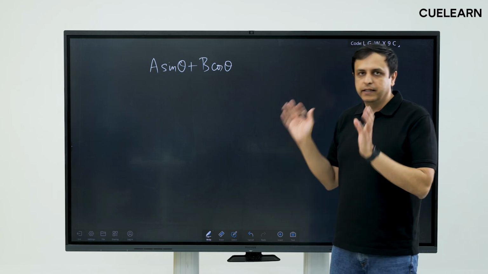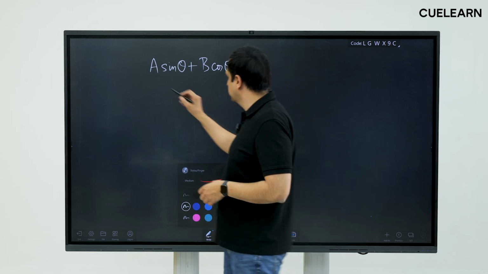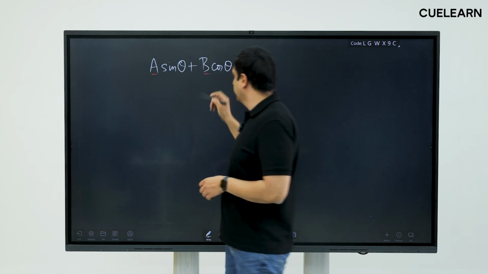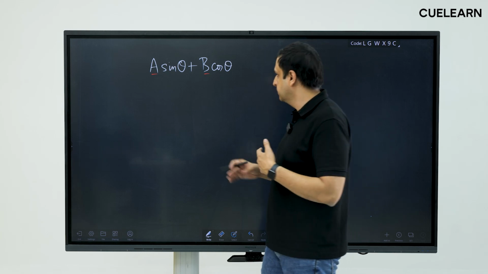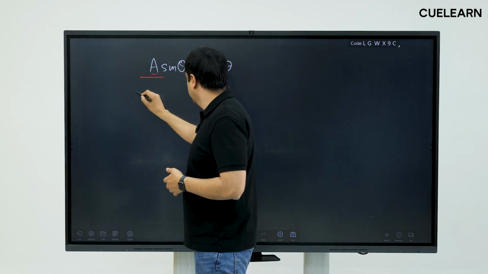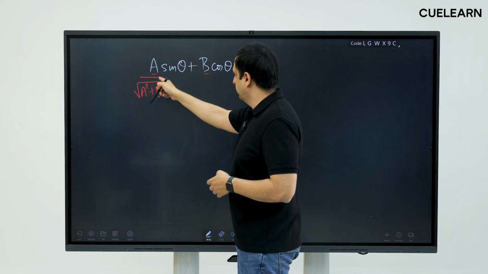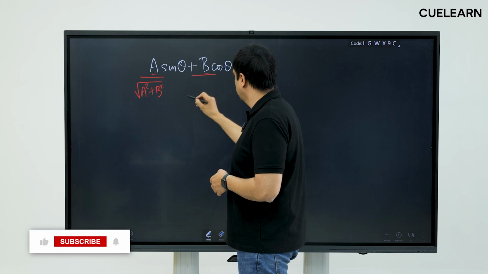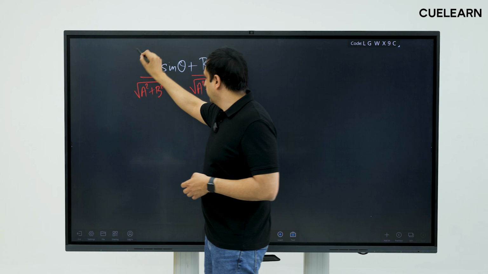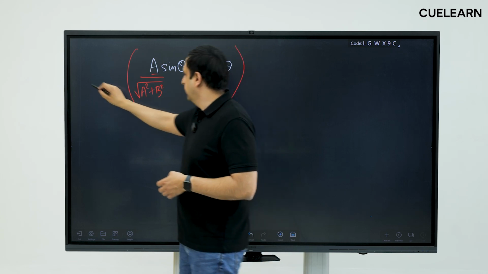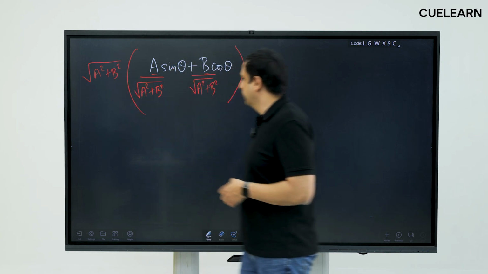How do we combine these two terms into a single trigonometric term? There's a trick to do that. We have these coefficients a and b. We square and add them, a square plus b square, and take the square root, root of a square plus b square, and we divide both coefficients by this term. So a divided by root of a square plus b square, and b divided by root of a square plus b square, and then we also multiply this whole thing by root of a square plus b square, so that our original expression remains unchanged.